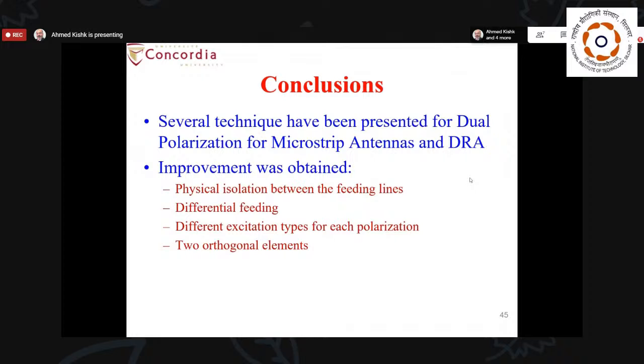And use a combination of different excitations, like when we use a slot for one polarization and a probe for the other polarization. This can also improve the isolation. Or one can use two elements orthogonal to each other, like two antennas, one for each polarization, arranged orthogonal to each other to have small mutual coupling between them.